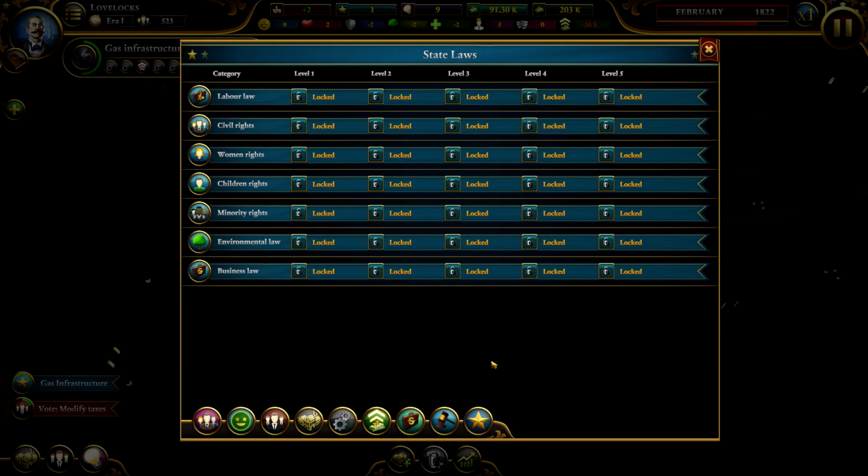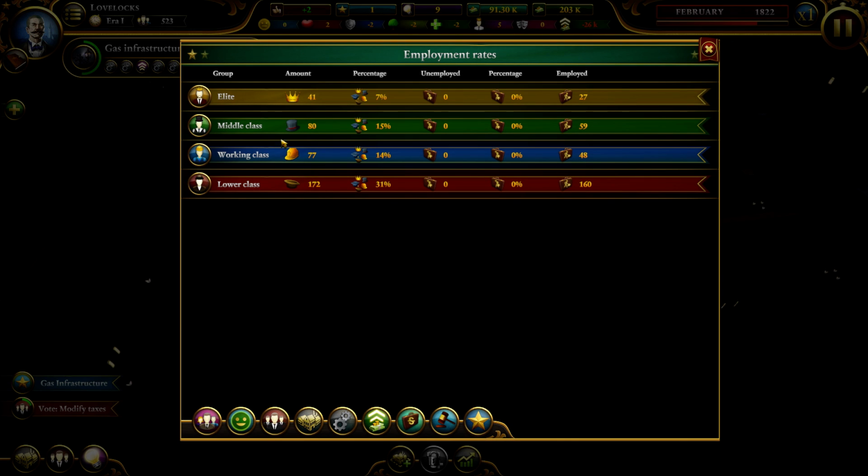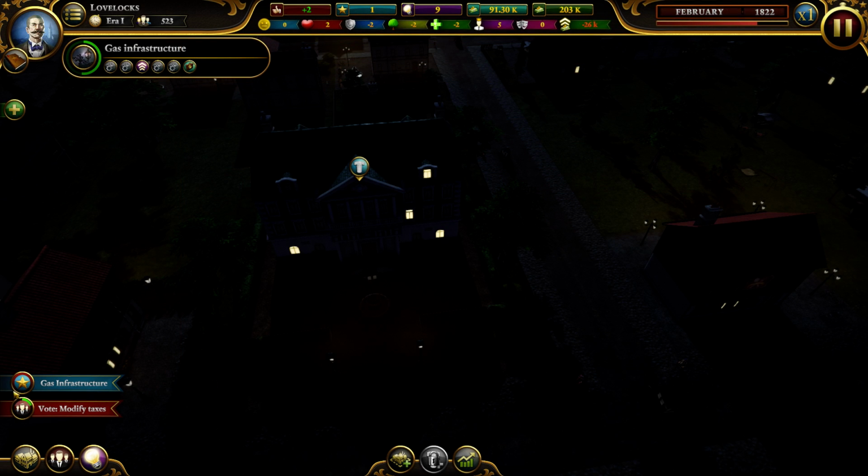State laws. What is this? Labor laws, civil rights laws? So I guess I have to unlock these laws through research. And city info. Employment rates. I was going to say only 7% of the elite are employed. But I think that's like the breakdown of our workforce. 31% lower class. 14% working class. 50% middle class. 7% elite.